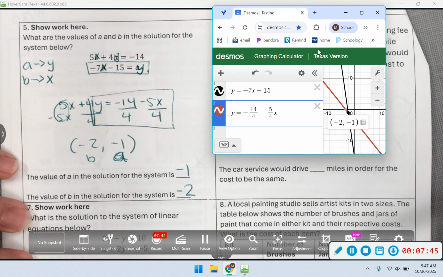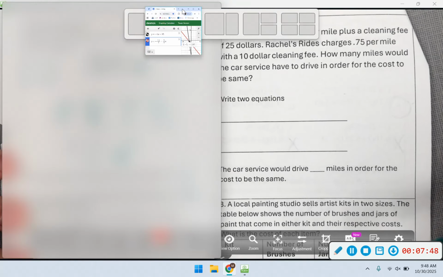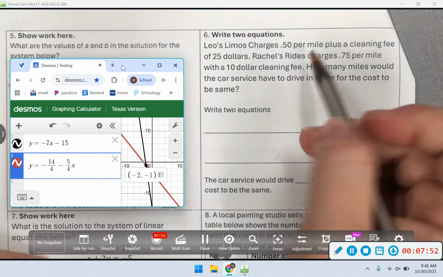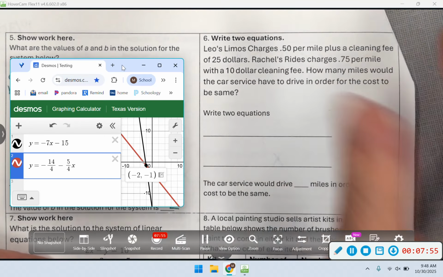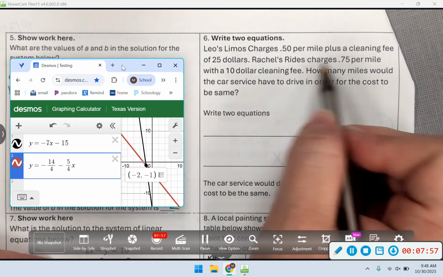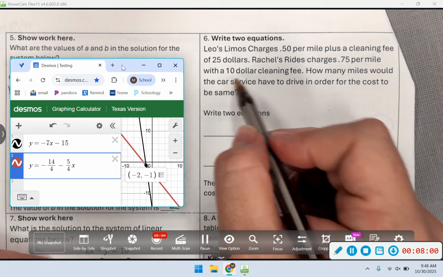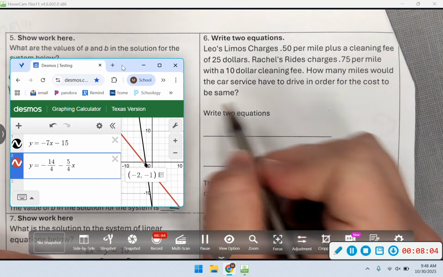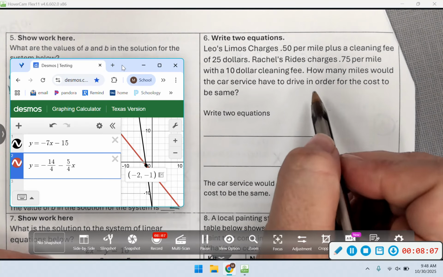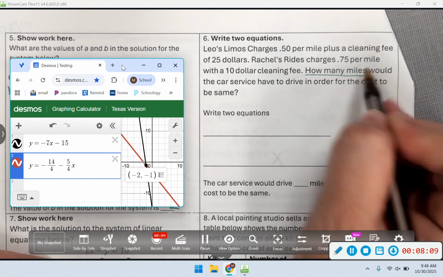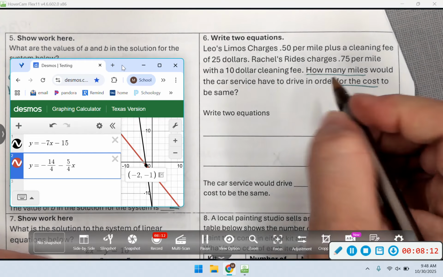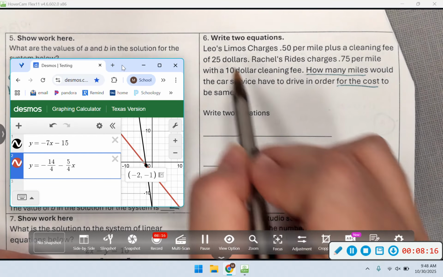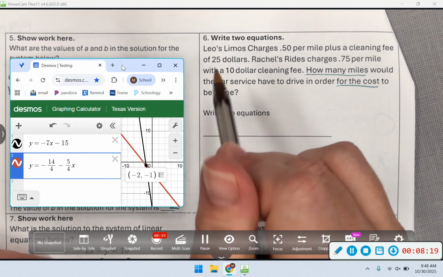Okay, let's look at number 6. 6 says Leo's Limos charges 50 cents per mile plus a cleaning fee of $25. Rachel's Rides charges 75 cents per mile with a $10 cleaning fee. How many miles would the car service have to drive in order for the cost to be the same? Well, I want you to realize the 2 things it's wanting to know is how many miles and for the cost. So I'm going to go ahead and read this again. It says 50 cents per mile plus a one-time cleaning fee. I know it doesn't say that, but we're only going to pay a cleaning fee one time.